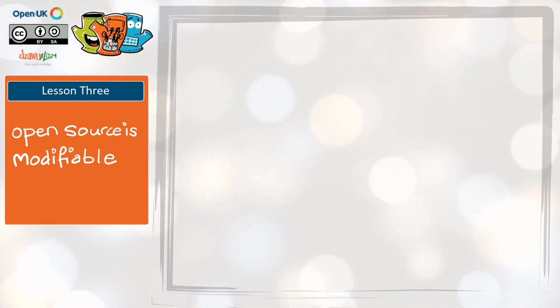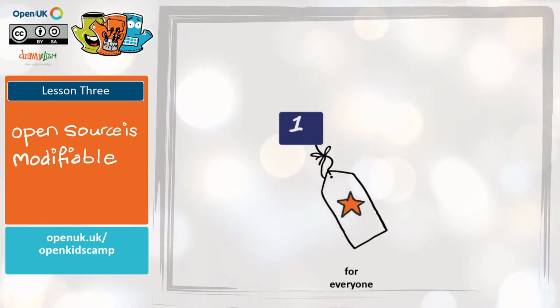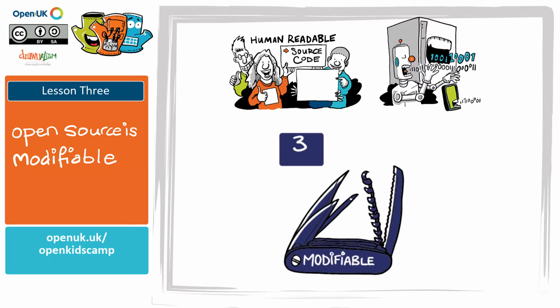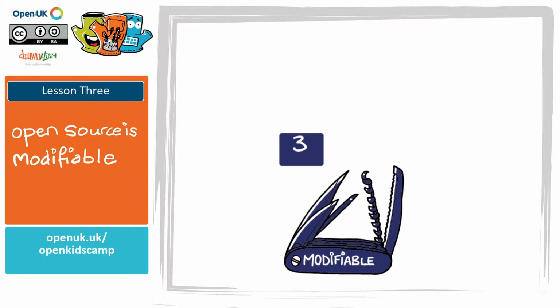Open source is modifiable. So far, we've learned from the OSD that open source is for everyone and provided in human-readable source code as well as machine-readable object code. The third point of the OSD requires that it is modifiable too. That's the open source definition, in case you forgot. Ooh, look at me. I'm picking this OSD stuff up so fast.